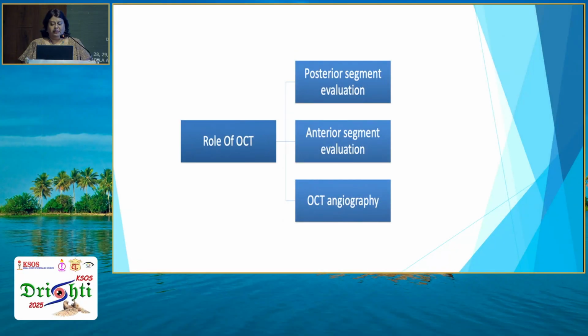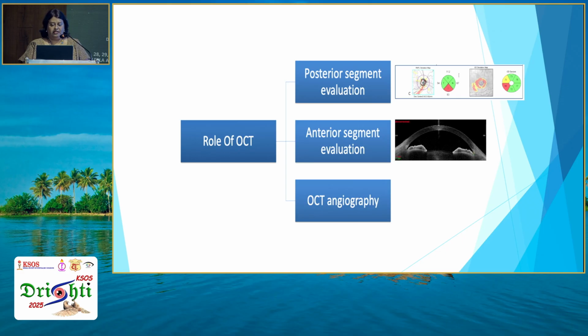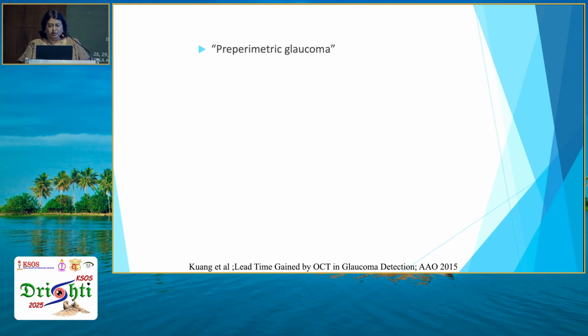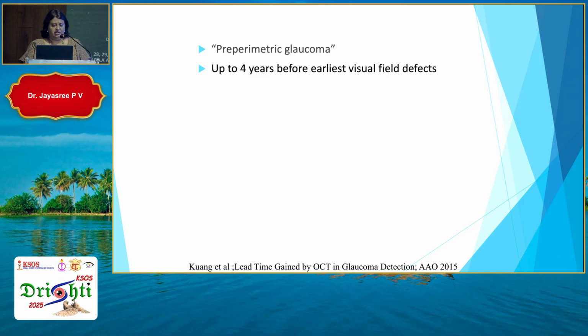So OCT is useful in multiple aspects of glaucoma, mainly the optic nerve head and OCT evaluation of the RNFL. And the anterior segment also, the OCT is important, especially in the angle assessment. And OCT angiography is also important to identify the pathology of vascular supply of the optic nerve head and the choroidal supply also. And coming to the proper heading of optic nerve head and RNFL, pre-perimetric glaucoma, as madam has just mentioned, up to 4 years before the earliest visual field defects happen, RNFL defects tend to happen, and that is where we can catch this glaucoma earlier.